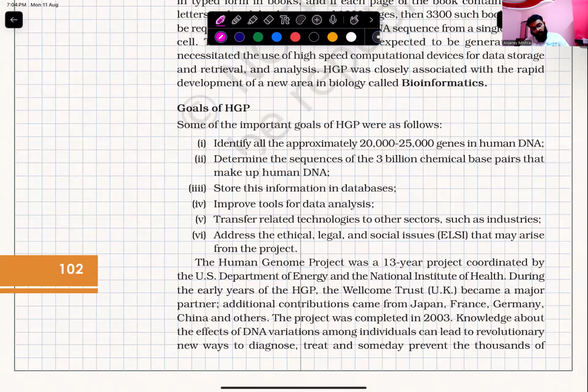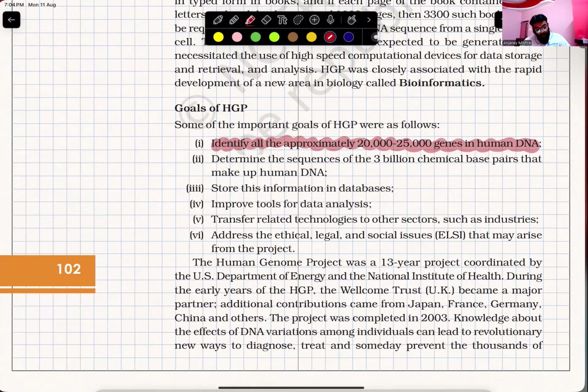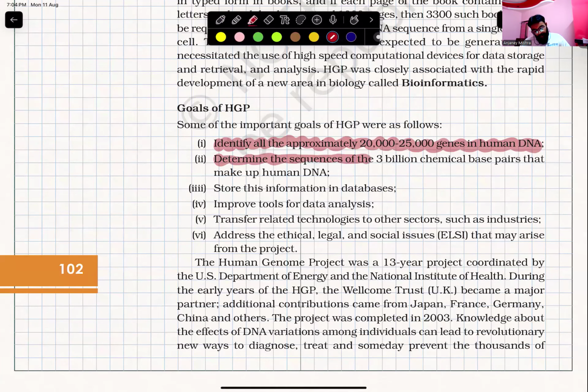What were the goals? Goals were to identify all approximately 20,000 to 25,000 genes in the human DNA. They were thinking that there are somewhere around 20,000 to 25,000 genes. Determine the sequence of 3 billion chemical base pairs that make up the human genome. Okay? 10 to the power 9.